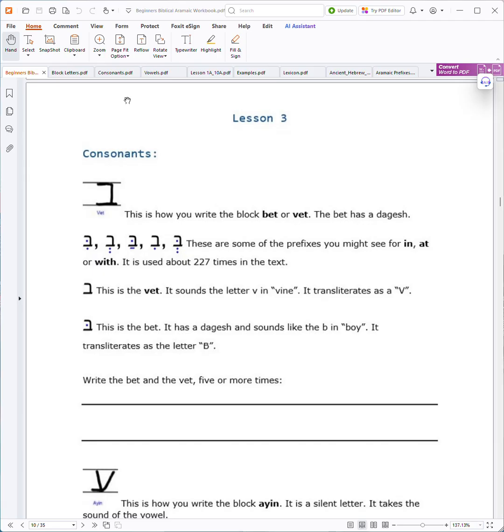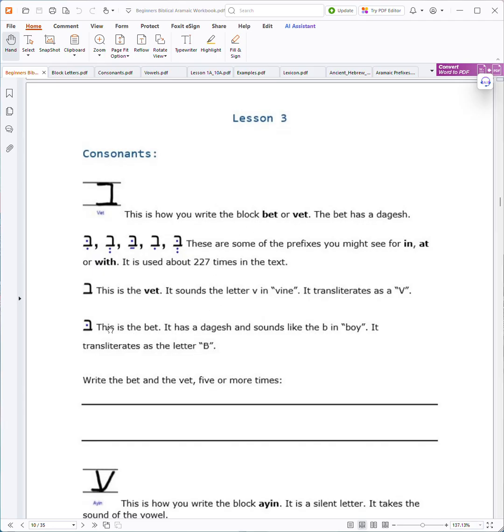Welcome to Lesson 3. The next consonant we're covering is the bet or vet. The vet looks like this. I start up here and come down and then go across. So write 5 or more bets.